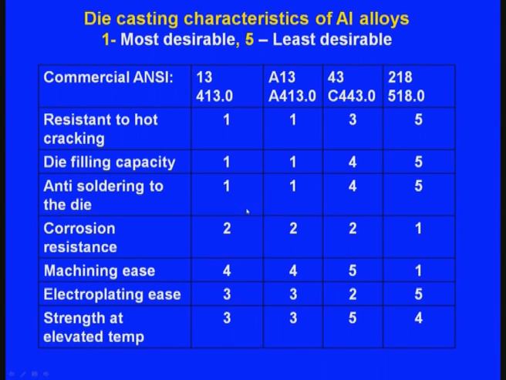Corrosion resistance, these three are close to most desirable and this is most desirable. Next one, machining, these two are close to least desirable. This is least desirable and this is most desirable. Coming to the electroplating, these two are in the middle, this is close to most desirable and this is least desirable. Coming to the strength at elevated temperatures, these two alloys are in the middle, this alloy is least desirable and this alloy, that is the 218 or 518.0, these two alloys are close to least desirable alloys.